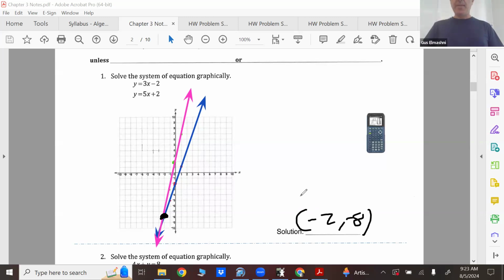And I could test it by plugging -2 into each equation and get -8 in each case for y. So yeah, there you go. That's what happens.